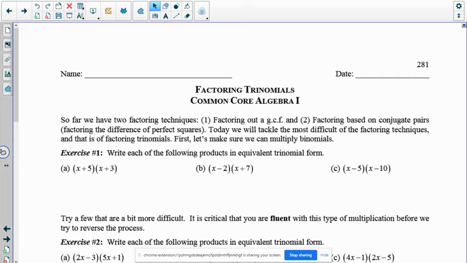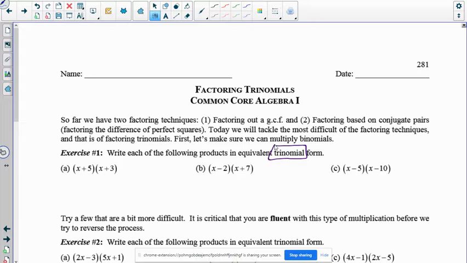Going to have to cross off the values, the expressions that are in your packet, and you're going to want to replace them with the ones that I'm putting in there. All right, so let's first start with exercise number 1, and we are going to multiply out these binomials. Remember, binomial means 2 terms, and we are going to end up with a trinomial. Remember, trinomial means 3 terms.